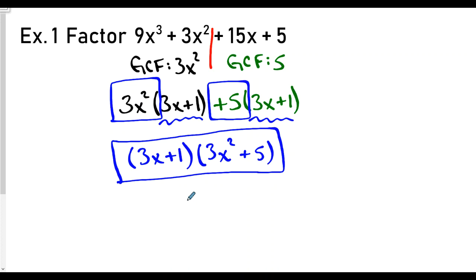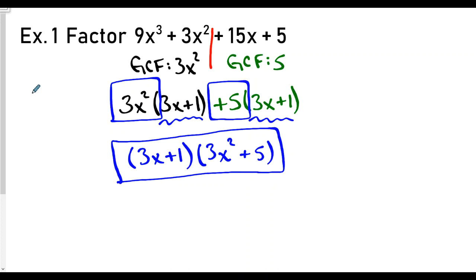Okay, if you wanted to check it, could you multiply those 2 together? Sure. 3x squared times 3x gives you 9x cubed. 3x squared times 1 gives you 3x squared. 5 times 3x gives you 15x, and 5 times 1 gives you 5. It works. Okay, so this is what we call factoring by grouping.